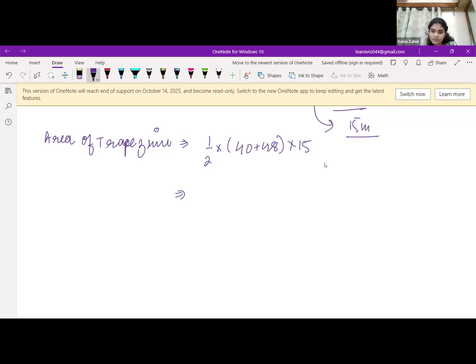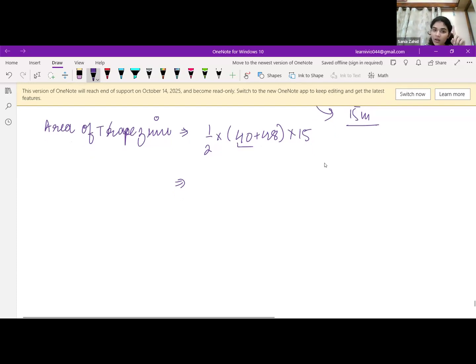Ma'am, we have to start with the bracket. Yes, exactly, children. You cannot cancel a number which is being added or subtracted to another number before the addition or subtraction operation is performed on it. Just remember this very carefully. So you first perform this operation, then you cancel whatever you want. So 1 by 2 into 88 into 15.